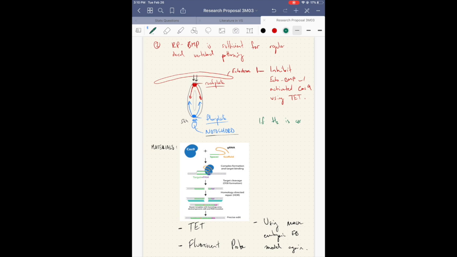If hypothesis 2 is true and RP-BMP is sufficient, histological analysis will show that the embryo has proper dorsal ventral axis formation and a normal vertebral column patterning.